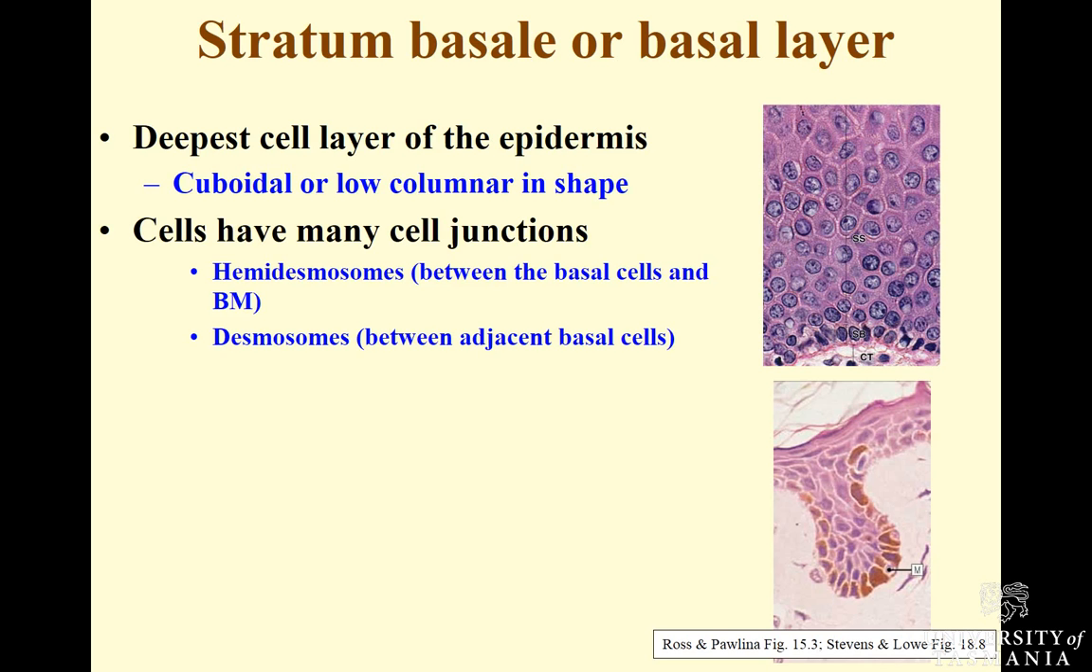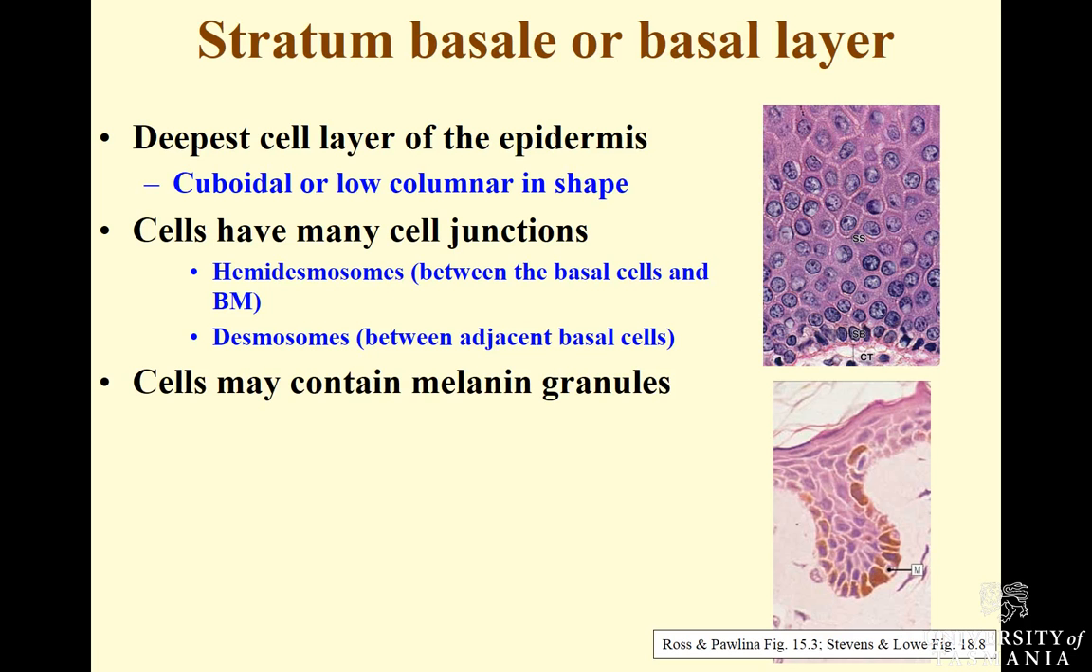These cells have a number of cell junctions, so they have a number of hemidesmosomes between themselves and the underlying basement membrane, and that anchors the basal layer there, and then they also have a number of desmosomes between the cells, and I'll show you some electron micrographs of these in a little while.